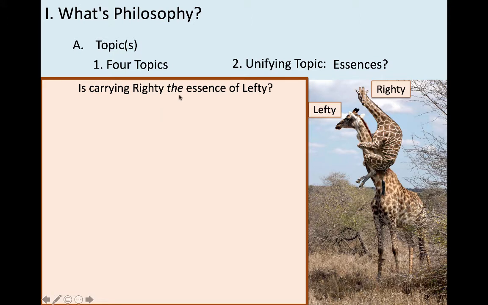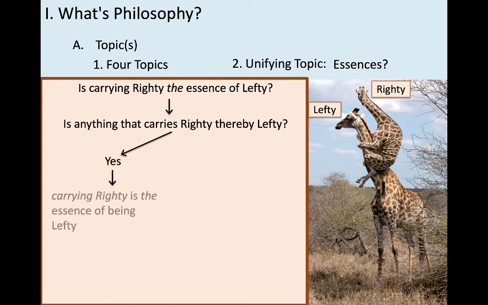Now, what about the essence of Lefty? Remember, we talked about essential properties as identifying necessary conditions for something, and we talked about being the essence of the thing as related to sufficient conditions for being that thing. So is carrying Righty the essence of Lefty? If you want to answer that question, you ask this one. Is anything that carries Righty thereby automatically Lefty? Well, if anything that carries Righty is automatically Lefty, then carrying Righty is the essence of Lefty.